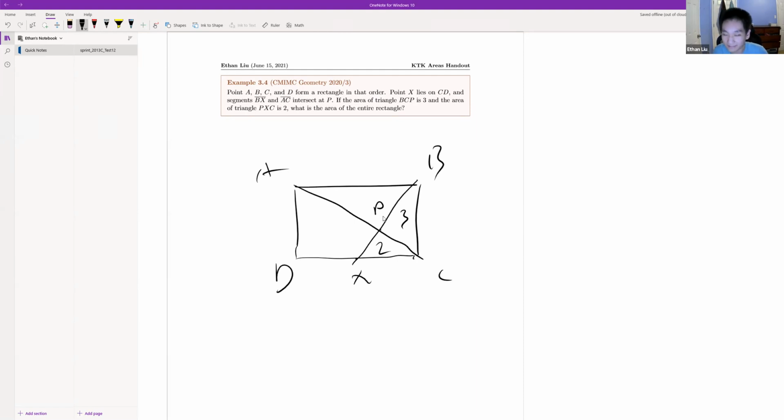So first of all, boilerplate, I guess. What is PX over BX? Or sorry, not P. Sorry, this is confusing. Even easier: what is XP over BP, given that we know the ratio of the areas?